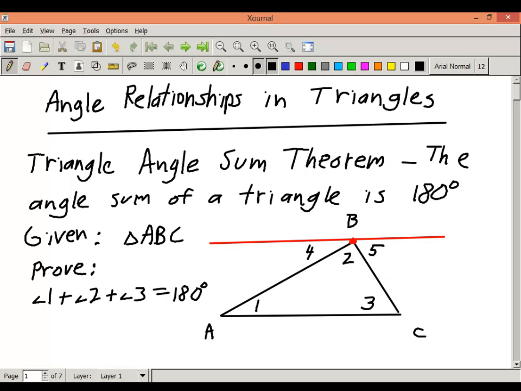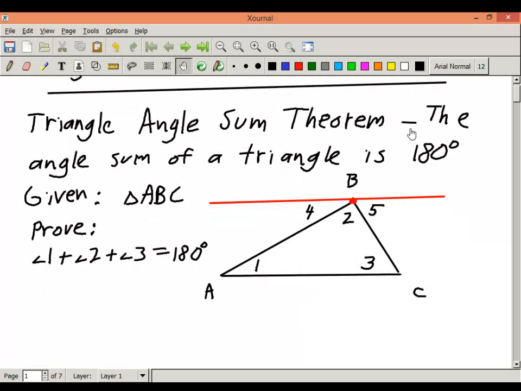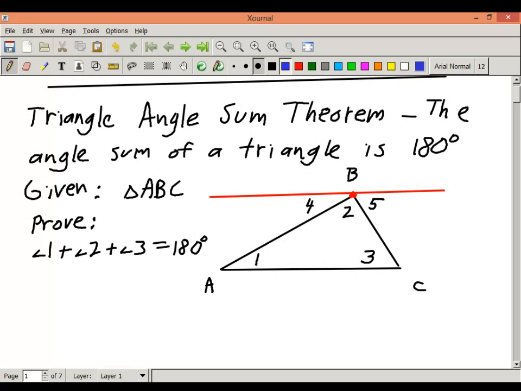And so I'm not going to do a 2-column proof, but we'll walk you through an informal proof that you should be able to understand. So you can see from the figure that angle 4 plus angle 2 plus angle 5 equals 180, because those 3 angles add up to a straight angle. Right? They add up to a straight angle, so they add up to 180.